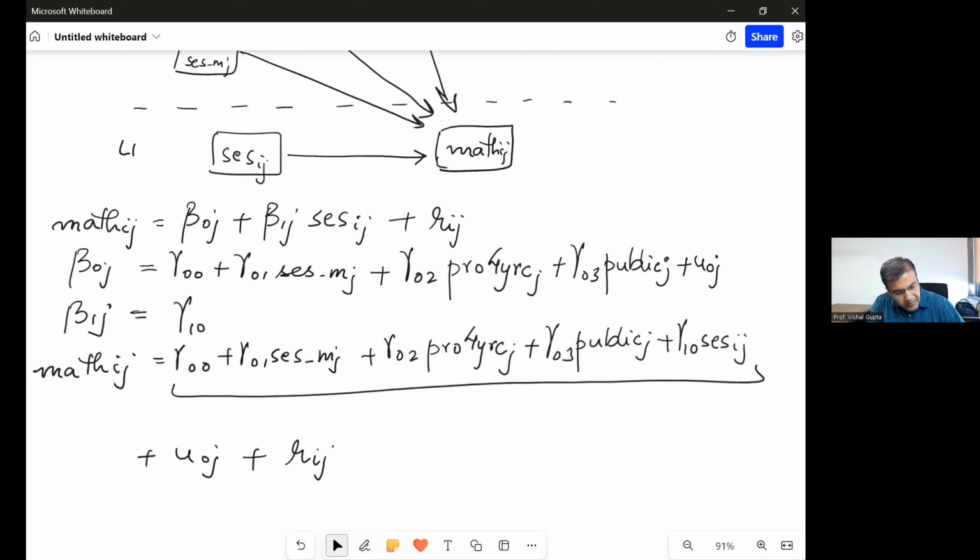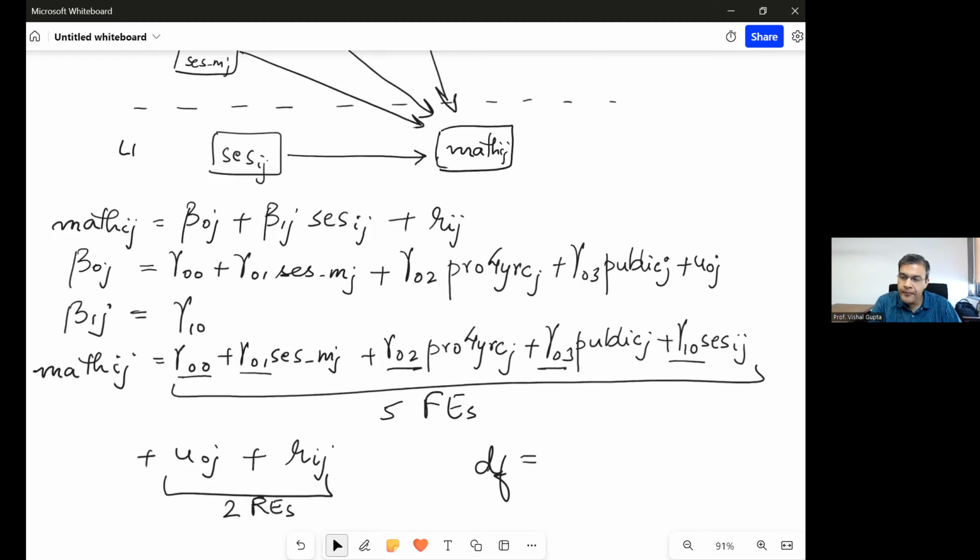These all make our how many? 1, 2, 3, 4, and 5. So we get 5 fixed effects and we have 2 random effects. So what will be the DF of the model? Anybody here? 7. The DF is going to be 7, the number of parameters to be computed.